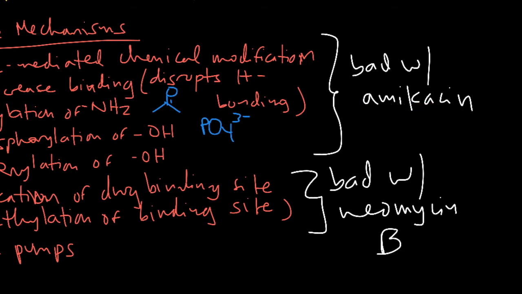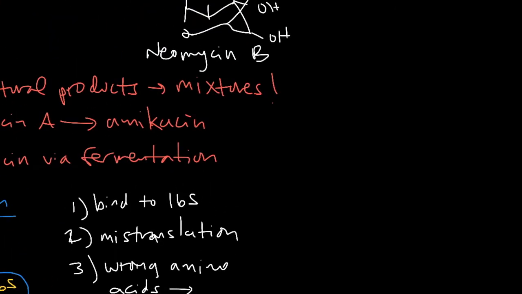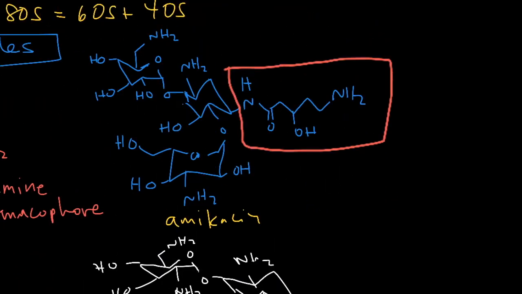And I'll go back to amikacin because I said I would earlier. So apparently, this little tail end of amikacin makes the molecule resistant against enzyme-mediated chemical modification. So, if you have bacteria that phosphorylate the OHs, or adenylate the OHs, or acylate the NH2s, then you can use amikacin, because this little tail end prevents phosphorylation, adenylation, or acylation.